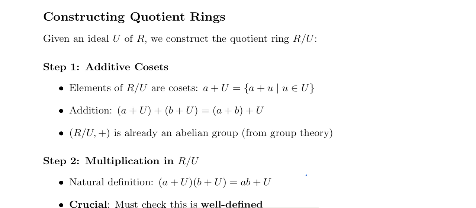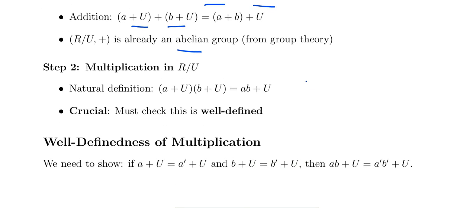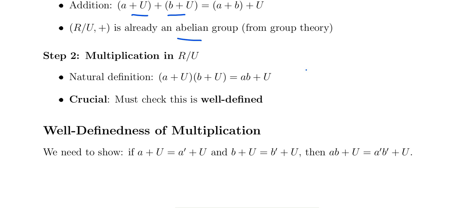Already we know this in group theory. The elements of R by U are cosets, that is, the left coset a plus U is defined as the collection of a plus u, u belongs to U. Addition is defined as a plus U plus b plus U equals a plus b plus U. So R by U under addition is already an abelian group, from group theory. And multiplication in R by U is defined as ab plus U, in the same way that addition is defined.